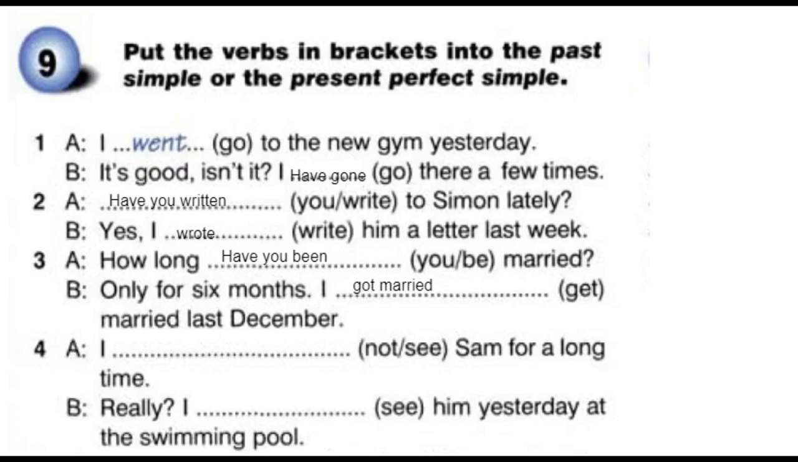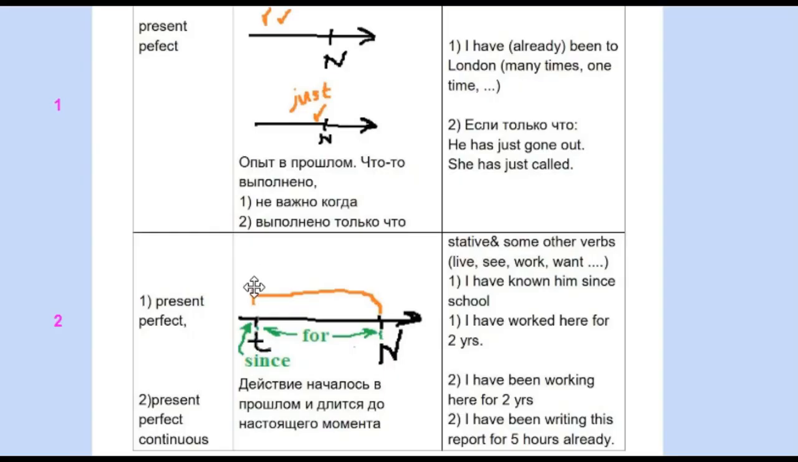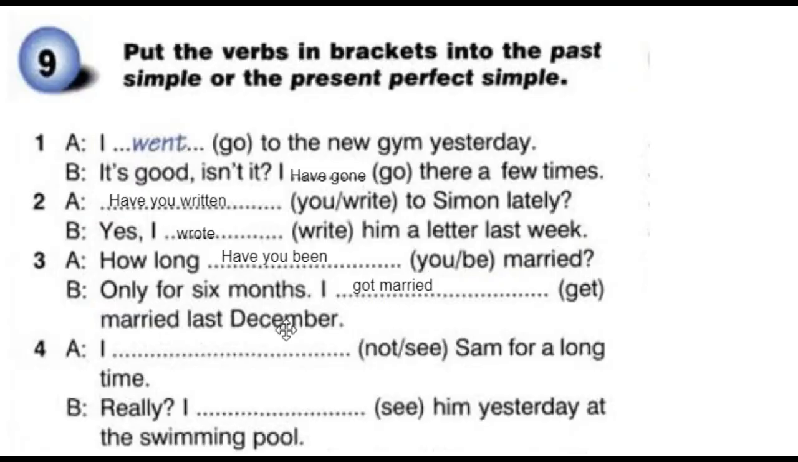So, this is, which case is it? It's this case. For, till now. Це до цього моменту трапиться. Не бачив до цього моменту. See підходить нам як дієслово стану, тому ми використовуємо тут present perfect. I have not seen Sam for a long time. Так, have not seen.